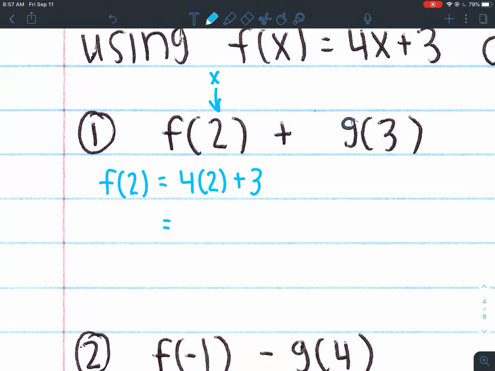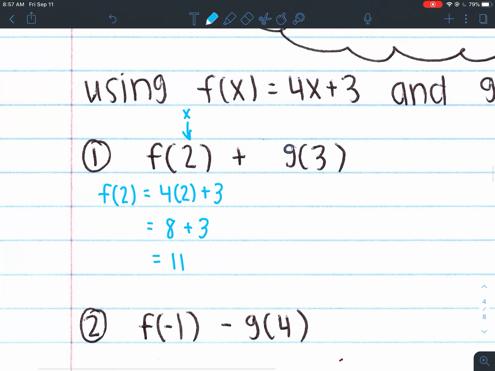All right, and then we have 4 times 2. That's going to give us 8 plus 3. 8 plus 3 equals 11. So we did half of this. We solved for f of 2. When we plug in a 2 for our input, we get an output of 11. Again, we've only done the f function.